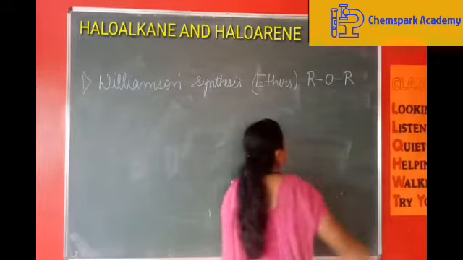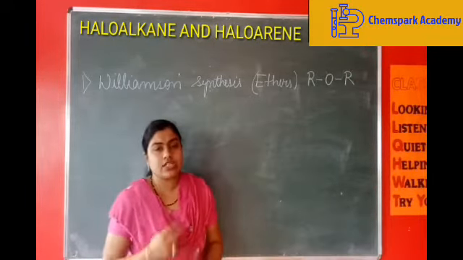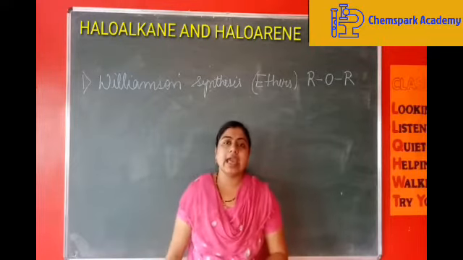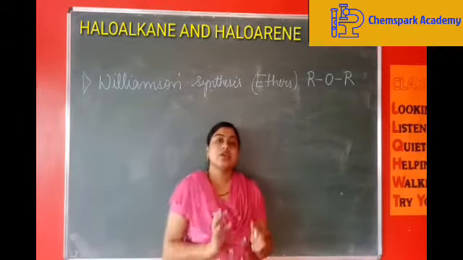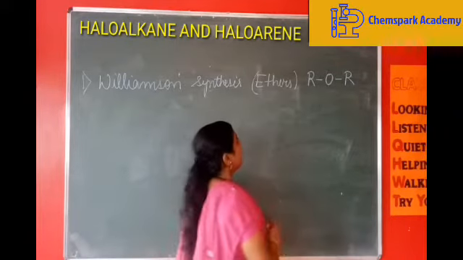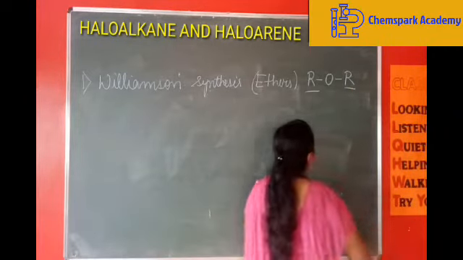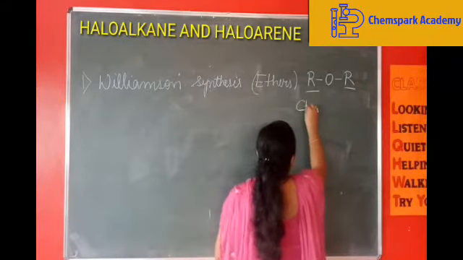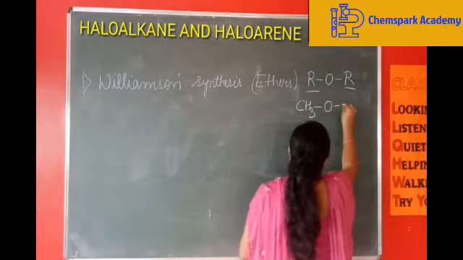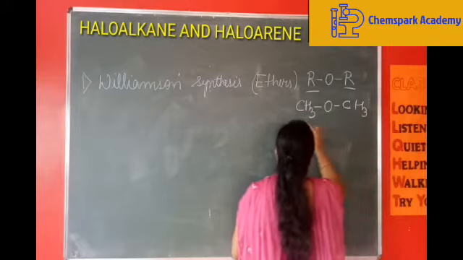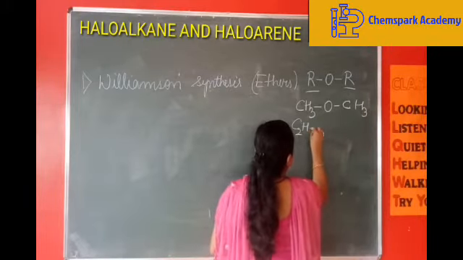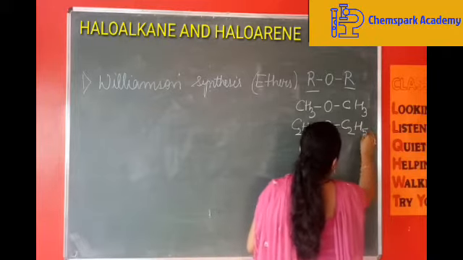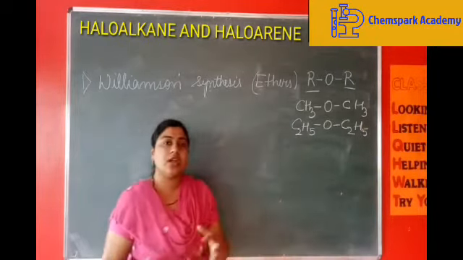We know that ethers are basically of two types: symmetrical ethers and asymmetrical ethers. Symmetrical ether means both the alkyl groups are the same. Example, CH3OCH3, C2H5OC2H5. This is an example of a symmetrical ether.